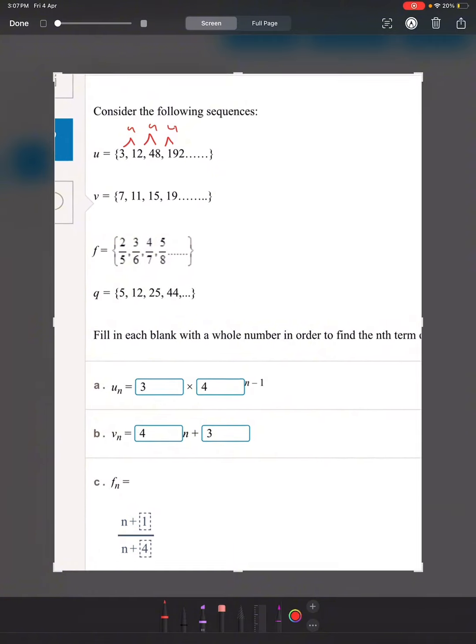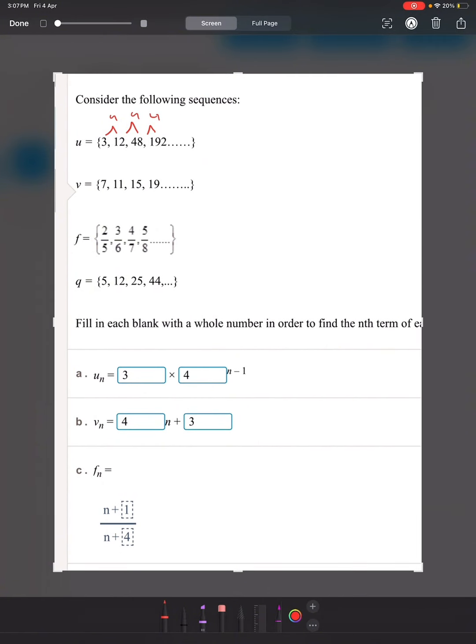And the formula for any geometric sequence is g of n equals a1 times r to the power of n minus 1. So g of n is going to be a1, which is the first number here, which is 3, times the rate, which is 4, to the power of n minus 1, and that's it.